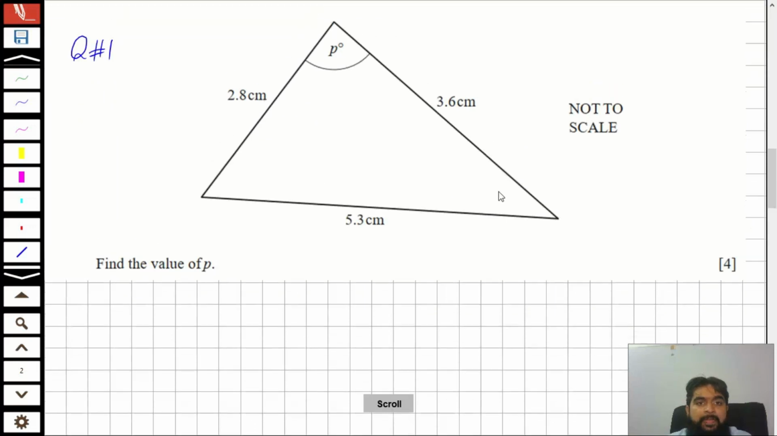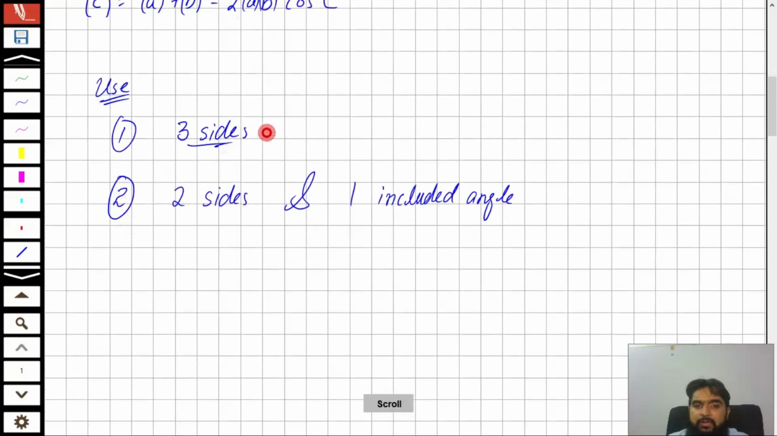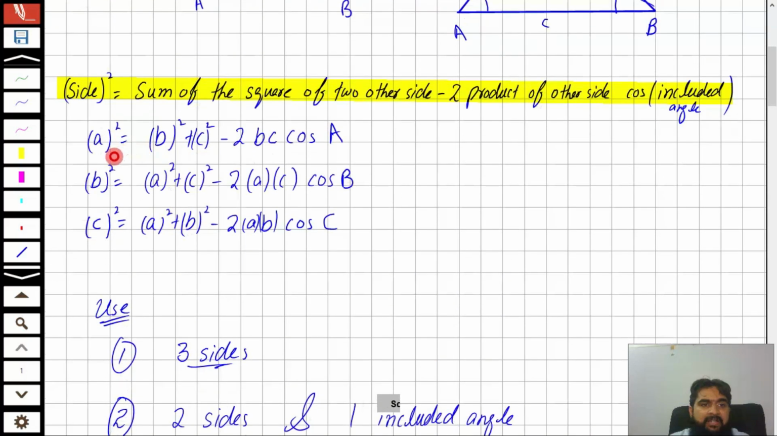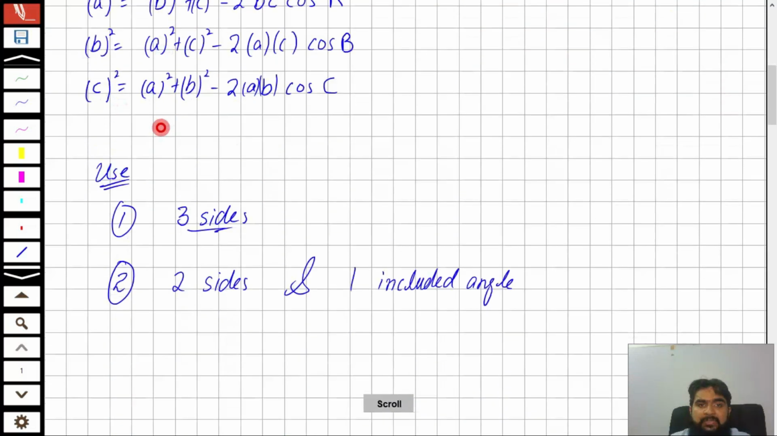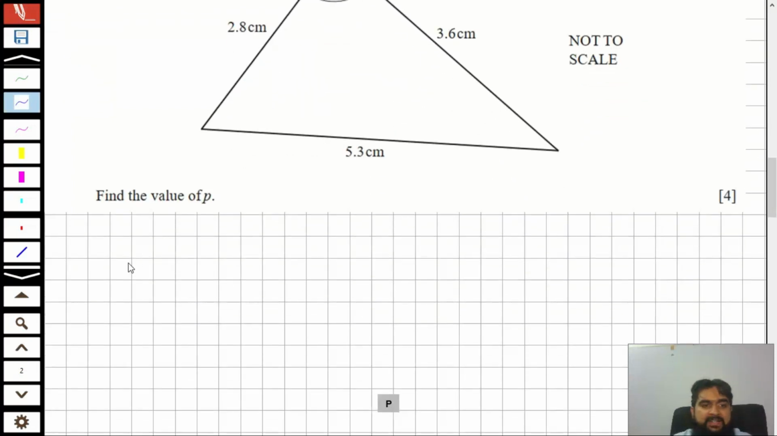Let's go for the question and check how it will be applied. Look at the question, in which you have to find the value of the angle P. You have the side 2.8, the other side 5.3, and 3.6. You have three sides and you have to find the angle. As I told you, if you have three sides, you have to go for the cosine rule. Now the question is from which side we have to start. The angle is the opposite angle of this side basically. So we have to find this angle, and we will start from its opposite side, that is 5.3.